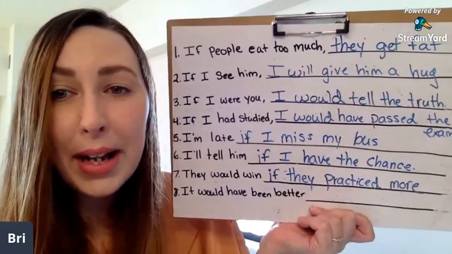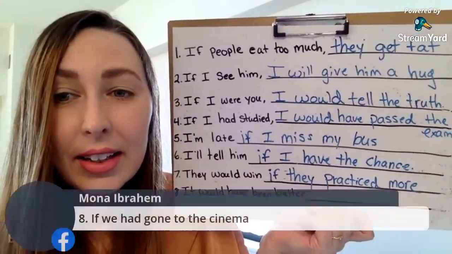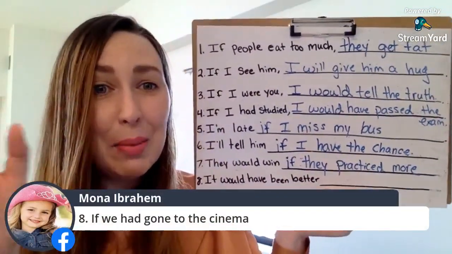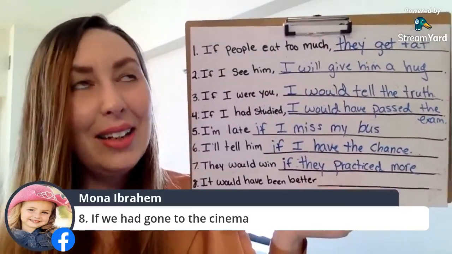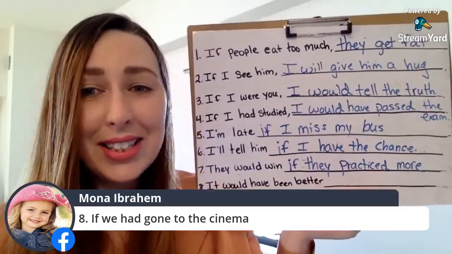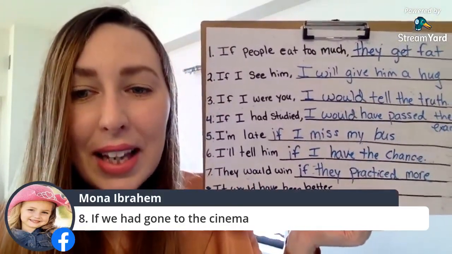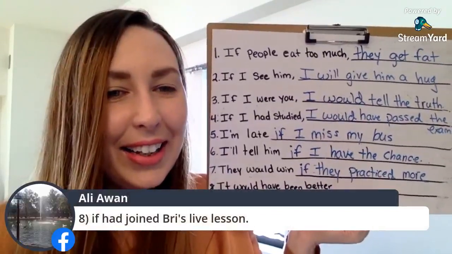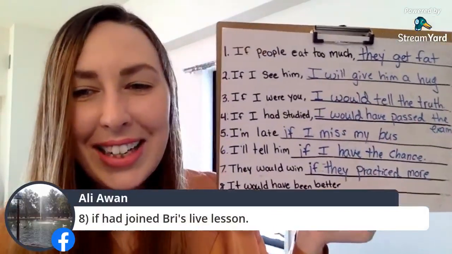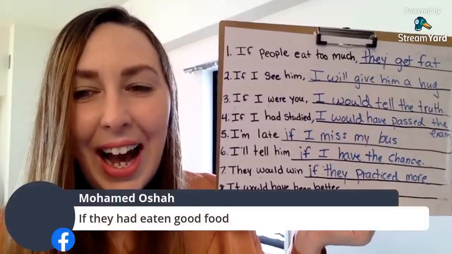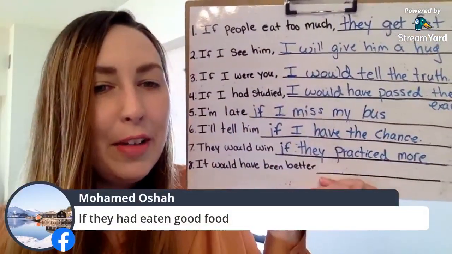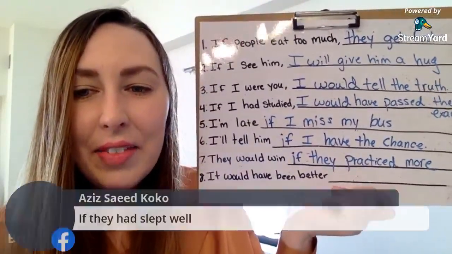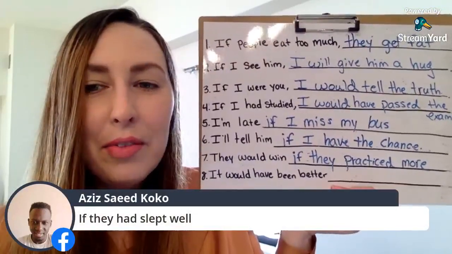It would have been better if we had gone to the cinema. Yeah, maybe you went somewhere else, but it wasn't that good. It would have been better if we had gone to the cinema. Very good. It would have been better if you had joined Bree's live lesson. Yeah, thank you. It would have been better if they had eaten good food. Okay. If they had slept well. Oh, very good.